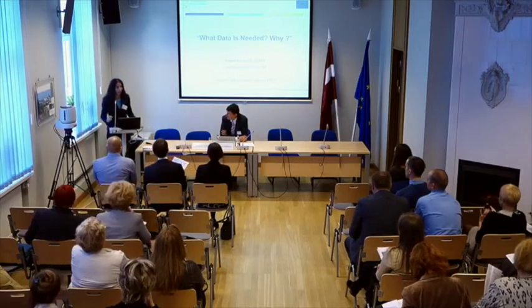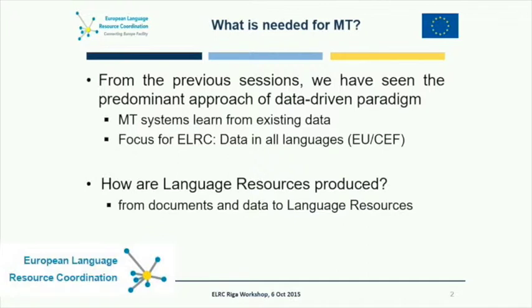Okay, so we have heard now just a bit how machine translation works. So we see why data is important for statistical machine translation systems, simply because machine translation systems learn from existing data. So in a way, the more data we have, the better. But the question is, what is data?